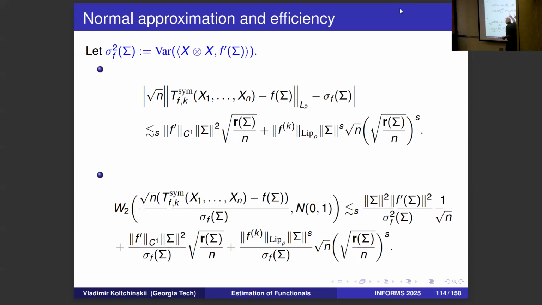These are some bounds on this type of thing, right? This is the Wasserstein distance between the properly normalized estimator and the standard normal distribution, and you can easily figure out when the normal approximation holds. Basically, you need to have enough smoothness, right? Enough smoothness so that this thing will become smaller than 1 over square root of n, right?